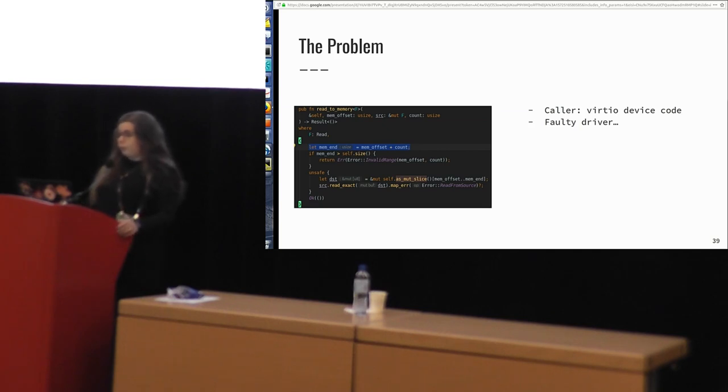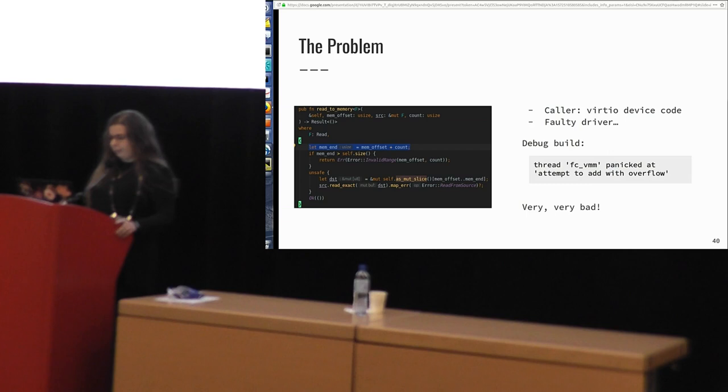What if we have a faulty driver and a non-compliant device, and that operation can overflow? Well, the behavior is dictated, of all things, by the build configuration of Firecracker. So if you're running in debug mode, the Rust runtime is going to detect the overflow and cause a panic. That, as I explained earlier, raises SIGABRT, the whole process dies. But still, it's pretty bad. Firecracker dies, the guest dies, and it's a semi-controlled mode of termination.